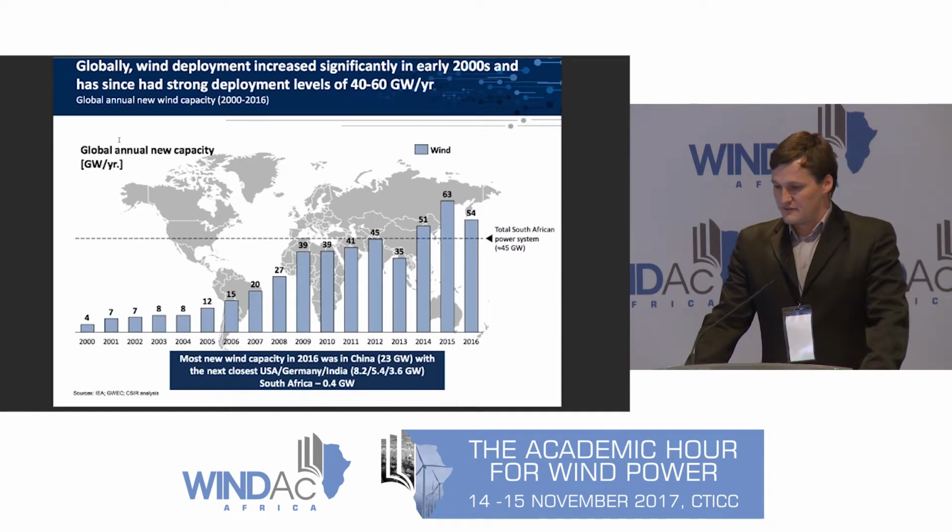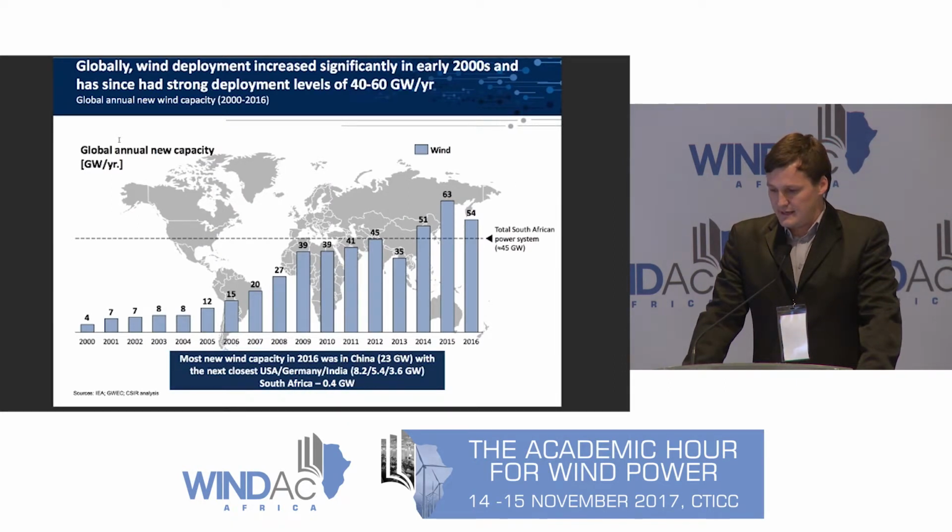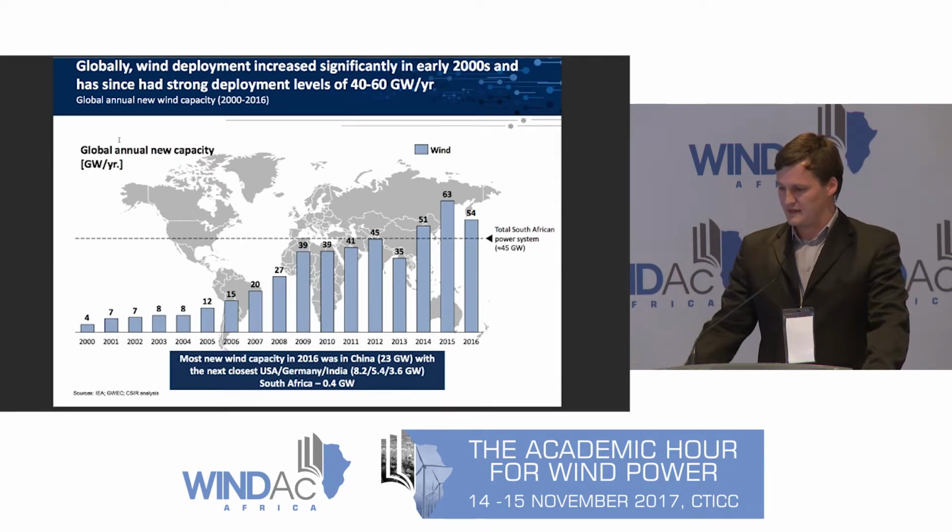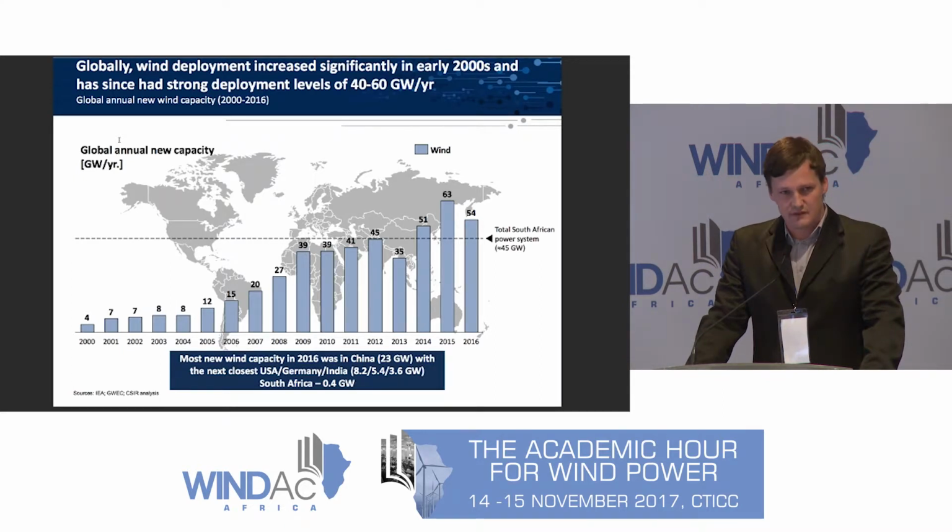I think most are quite familiar with this, being in the wind industry, but globally, the deployment of wind has increased significantly in the last 10 years, with between 40 to 60 gigawatts being added per year, pretty much for almost 7 to 8 years now. And I'll just put a relative comparison there to what the total size of the South African power system is in terms of installed capacity, around the 45 gigawatt level. So essentially what that means is from around 2009 onwards, the world has been adding 1 South Africa in installed capacity of wind per year.